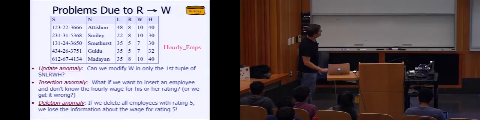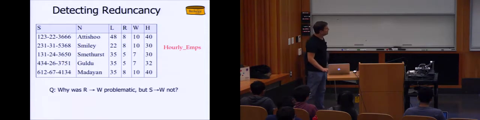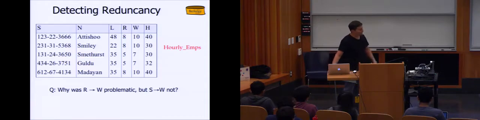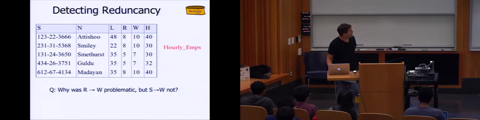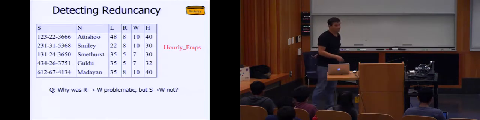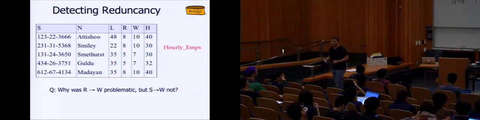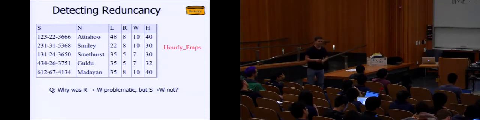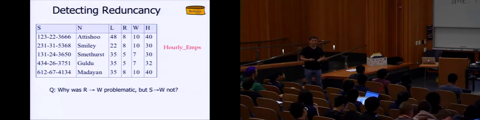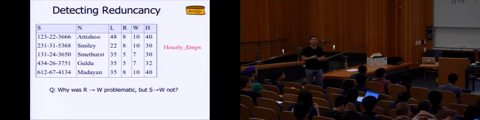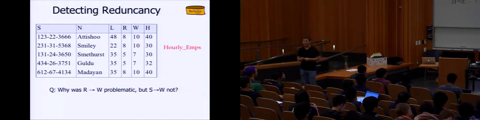Okay, right. So we know why R determines W is problematic, all three of those anomalies. But S determines W, right? Because S determines everything. S determines all of Snurler. So why is it not a problem that S determines W? Why doesn't that lead to, say, update anomalies?